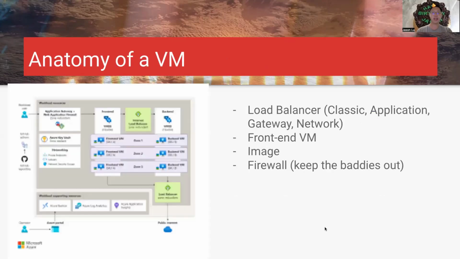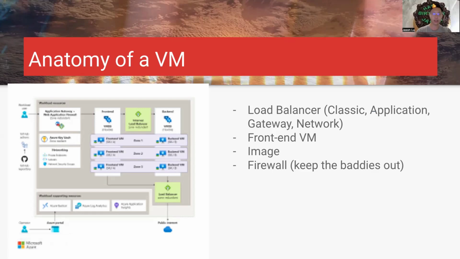So, anatomy of a VM. Yes, this is really a biology slash coding class. What I have here is a very interesting image from Microsoft of a VM. As you can see, there are load balancers, with four different types: classic, application, gateway, and network. Classic is just the classic load balancer.